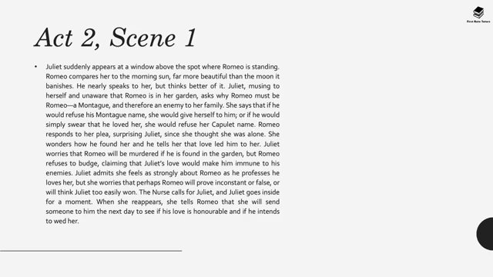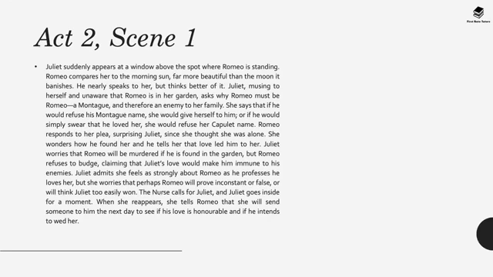Romeo responds to her plea, surprising Juliet since she thought she was alone. She wonders how he found her, and he tells her that love led him to her. Juliet worries that Romeo will be murdered if he's found in the garden, but Romeo refuses to budge, claiming that Juliet's love would make him immune to his enemies.